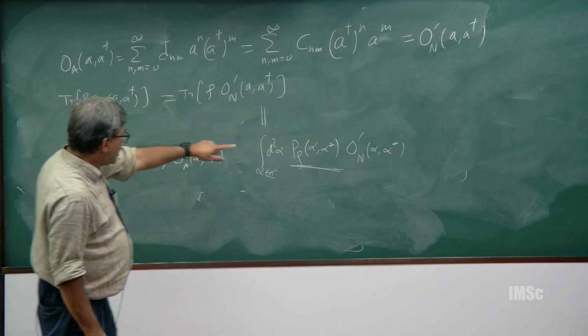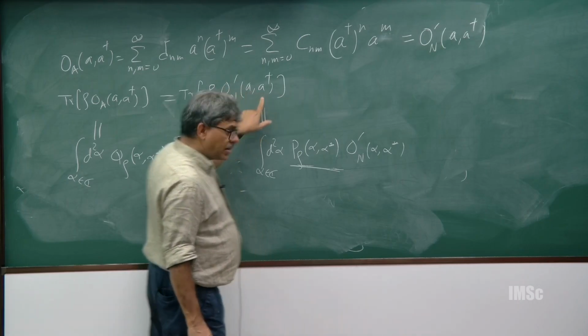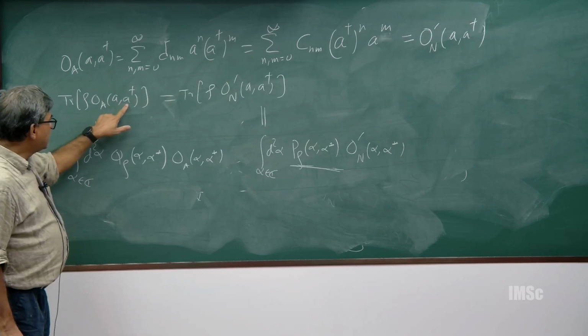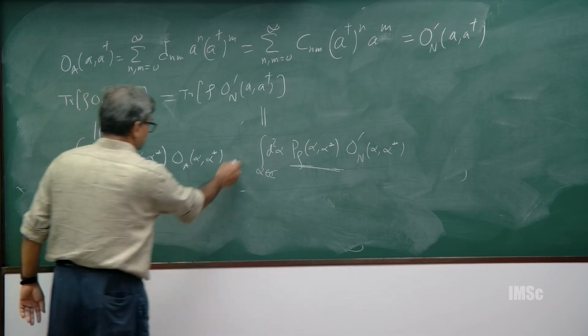Okay. So, how will you get this? Just replace A by alpha, A dagger by alpha star. How will you get this? Just replace A by alpha, A dagger by alpha star. That is it. These two are of course the same.